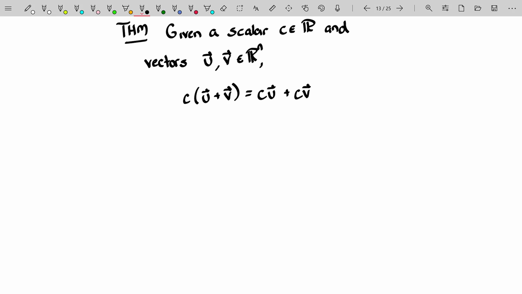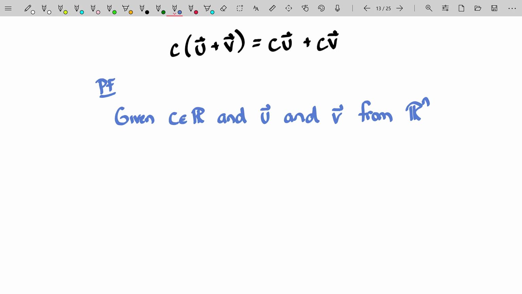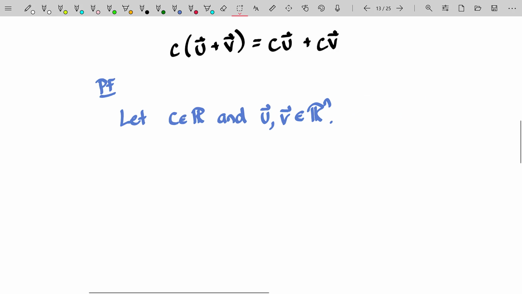So starting my proof, I'm going to use a different color pen for this just to really showcase that we're starting the proof. And to be very rigorous, I'm going to state what we were given. You could probably tell I did some adjusting as I was writing it down, just because I want to really start my proof by saying, suppose we have, or let c be a scalar from the real number system and u and v be vectors from Rn.